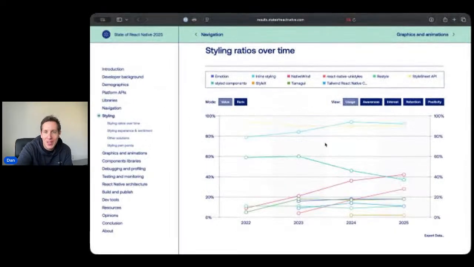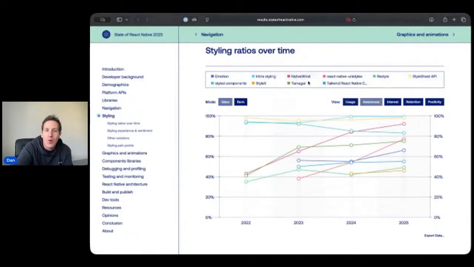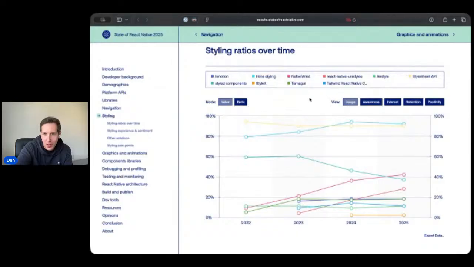So if we go to awareness, oh, I guess if we go back to usage real quick. The big ones here for styling are inline styles and the StyleSheet API, which make perfect sense, right? These are the defaults, these are the goats. I mean, I don't know about goats, but they're definitely the defaults. And what this means for Nativewind is that it is representative now of 20%, I believe, of React Native users, which is kind of crazy to think about.